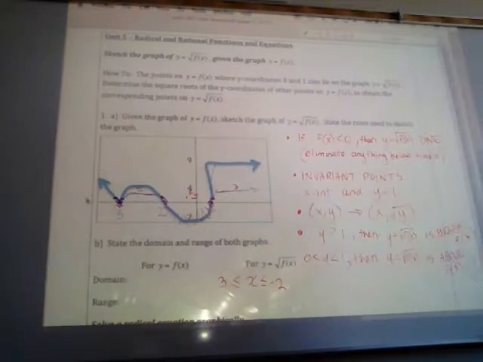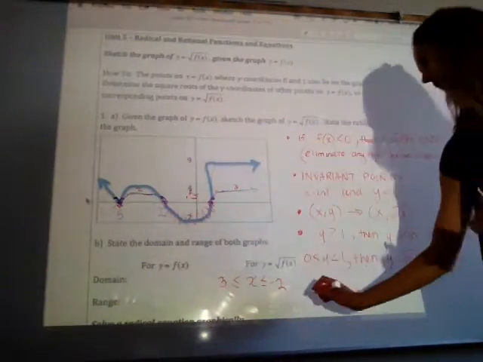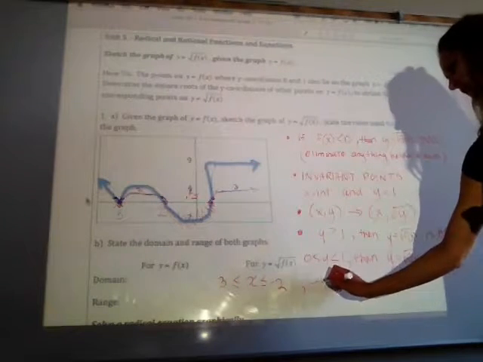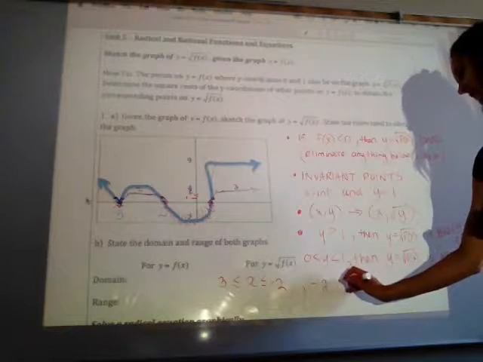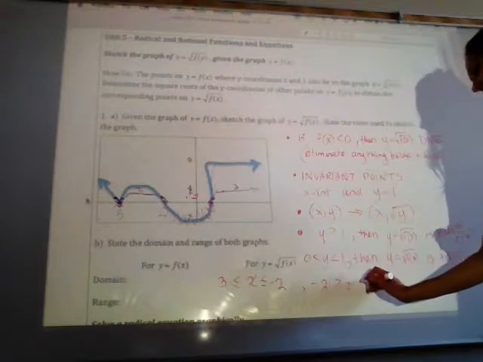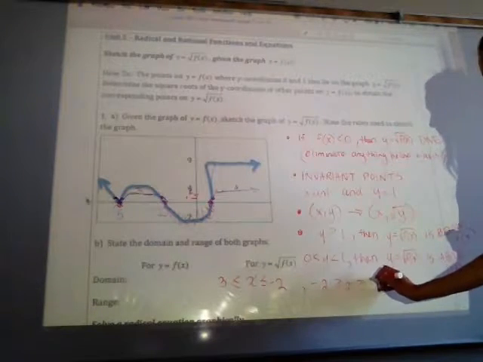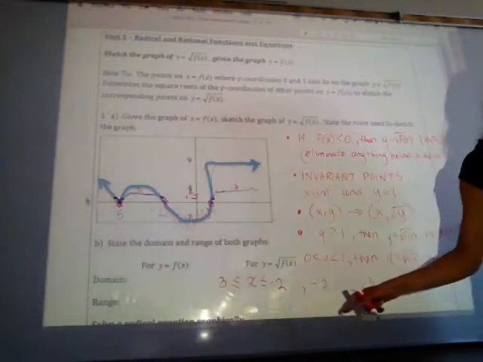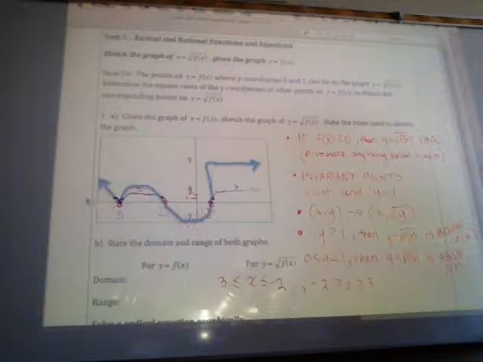So I could just write it in one string. You could have written it the other way as well. Okay, x is less than or equal to -2, or greater than or equal to 3. Doesn't matter. Means the same thing.